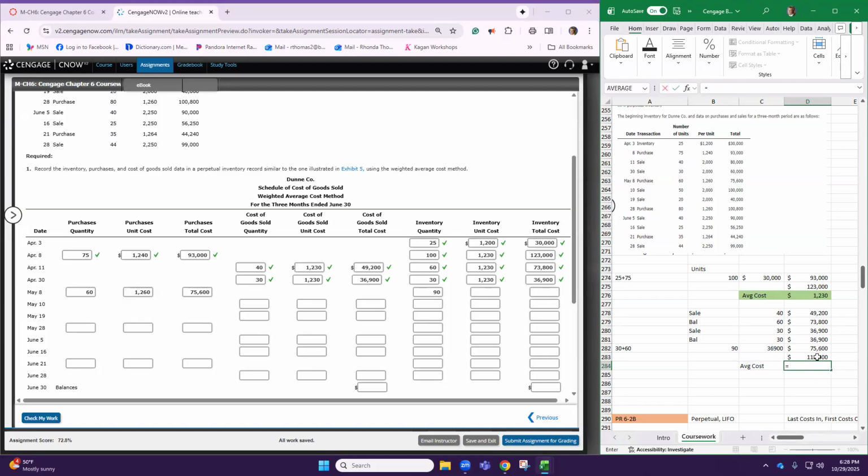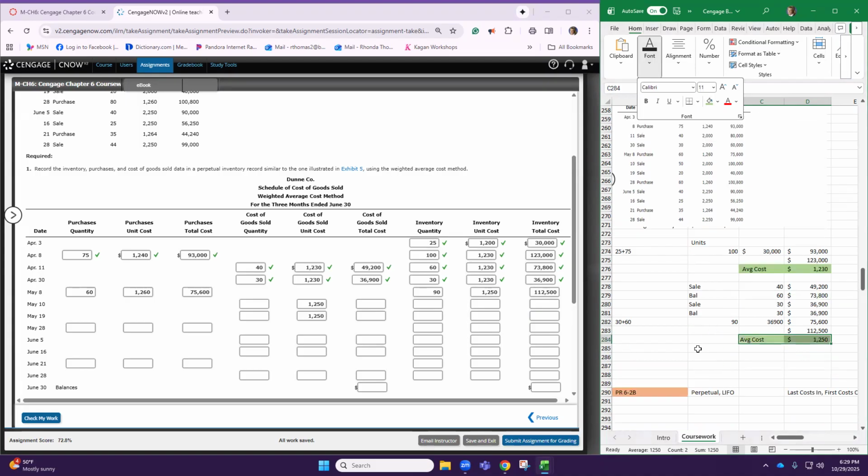So our average cost is the 112,500. We're waiting to find out what that average cost is now. 112,500 divided by 90. It's 1250 now. So anything we sell now is going to have a cost of 1250. Okay, the sale on May 10th. So we got another average cost to put down.